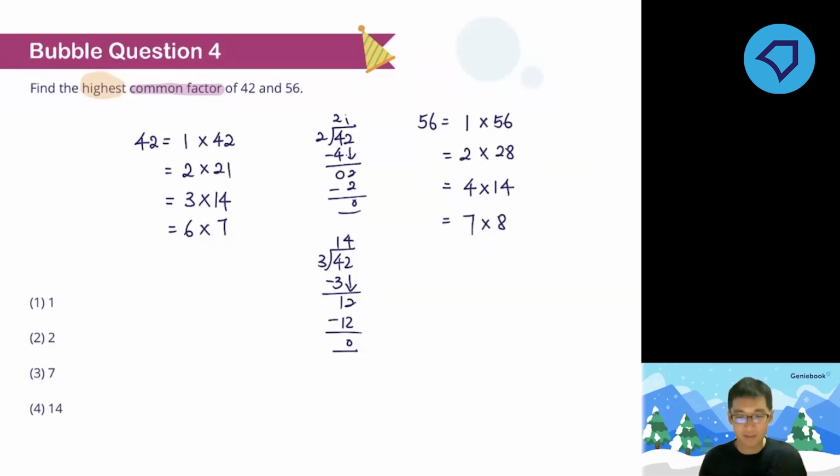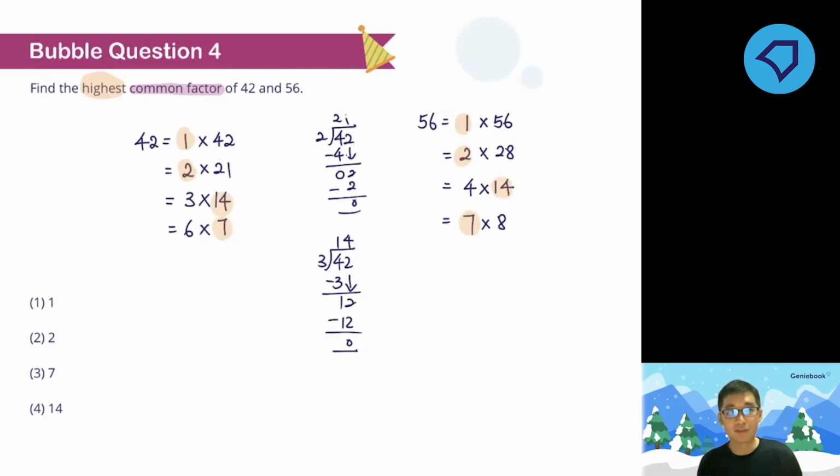Which are the common ones? Because we need to address this part. It must be a common factor. Let me just highlight it to you, okay? 1 is common. 2 is common. Anything else common? Let me see. 7 is common. What else? Thank you. 14 is also common. Okay, so I have found what are the common factors of 42 and 56.